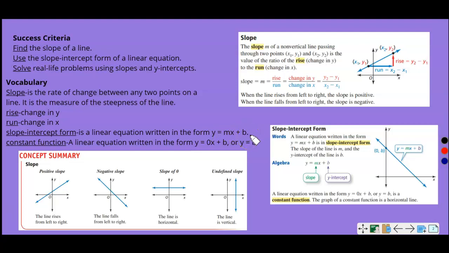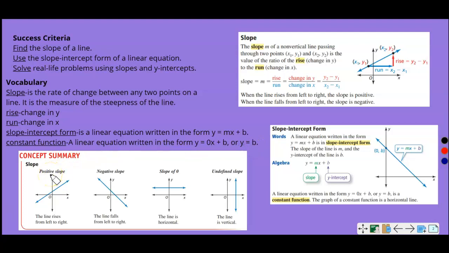I'm pretty sure most of you probably saw this at least last year a little bit, but remember slope-intercept form. This is one of the most common ways you see linear equations. All right, a constant function is a linear equation written in the form y equals 0x plus b. So that's just saying there's no slope. So y equals b would be another way to write this.